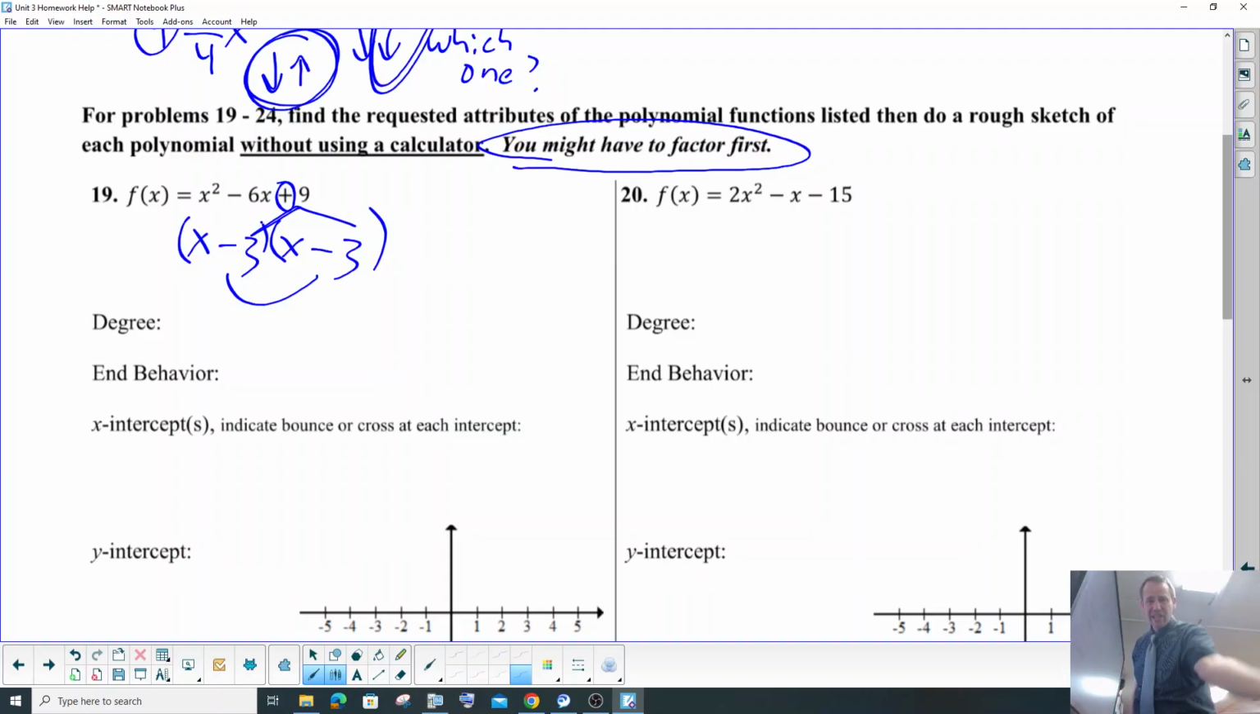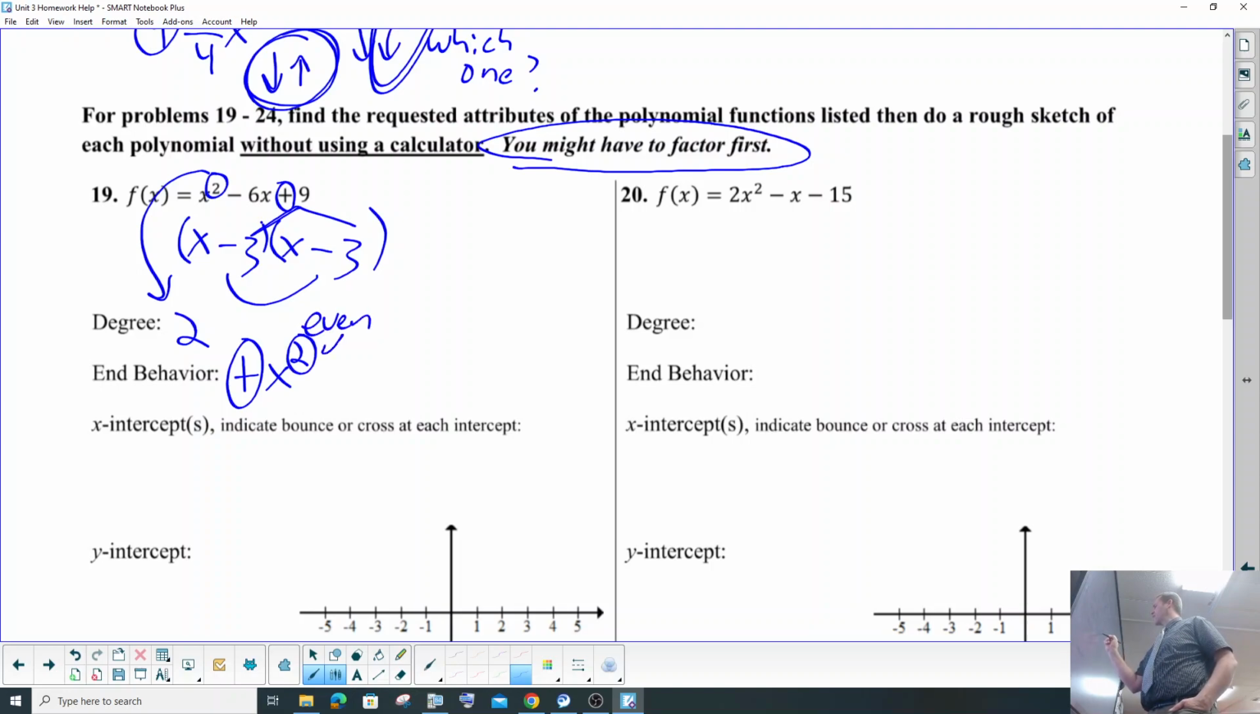Okay, so what's our degree? Do you remember what our degree is? Oh, karate chop! Huh! You a black belt? Are you the highest degree? So the highest degree is the highest power. So the degree is just 2. And since it's a positive, you have to assume it's positive. There's not a negative there. You have to assume it's a positive x squared. And since it's positive and it's even, right? That's an even number. Then it's going to be up and up.